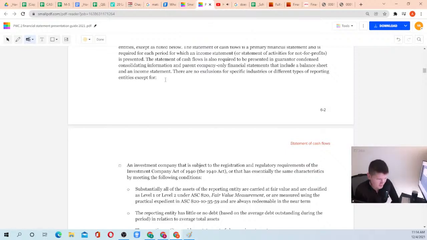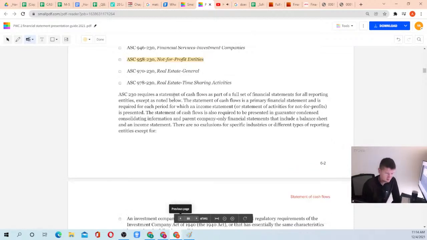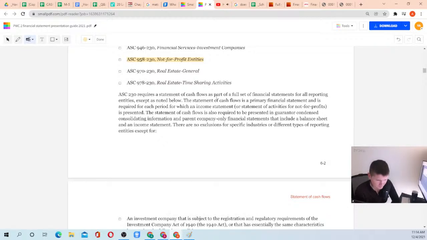Okay, my document is moving. So ASC requires a statement of cash flow as part of the full set of financial statements for all reporting entities. With some exceptions, of course, but we will not look into exceptions right now. We have a lot of other interesting stuff to do. It's a primary financial statement, and is required for each period for which an income statement is presented.